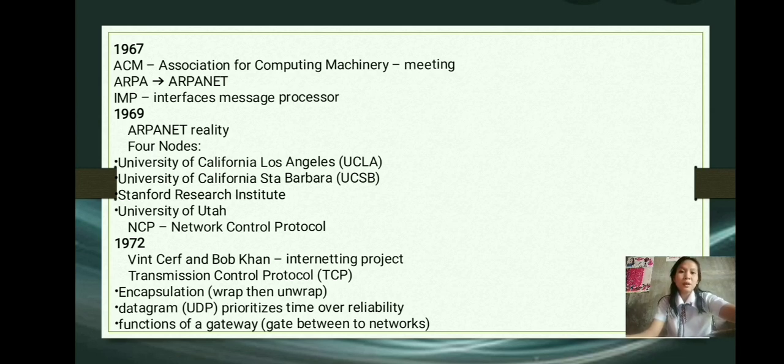So that is the ARPANET with four nodes, formed on Labor Day. The first was at UCLA, the University of California, Los Angeles. Next were the other three: the University of California, Santa Barbara, Stanford Research Institute, and the University of Utah. NCP: the first host-to-host protocol between ARPANET systems was known as the Network Control Protocol.